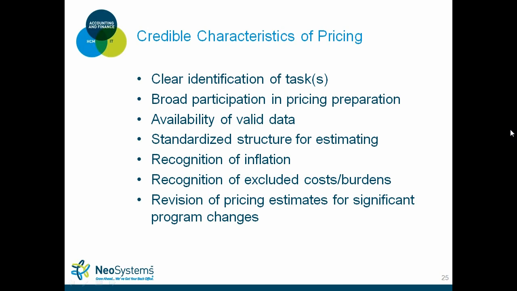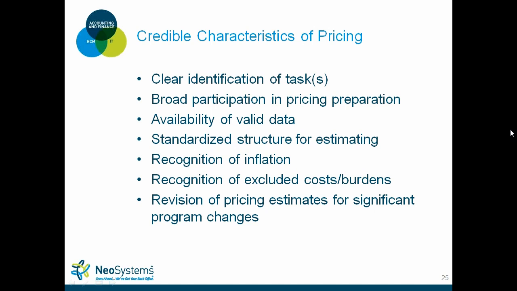So some of the characteristics of pricing that are very important, obviously, have a clear identification and understanding of the tasks within the RFP. Broad participation in pricing preparation. Sometimes small contractors only have one pricing person doing the whole cost volume. That's a liability because they might have incorrect information. There should always be multiple people involved in the cost volume and the pricing preparation.